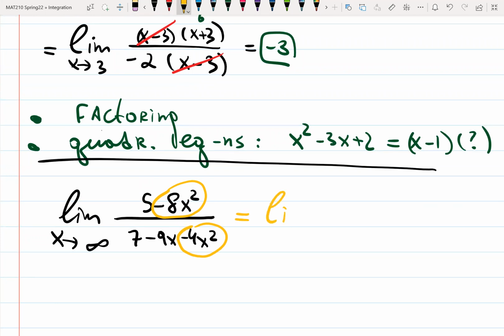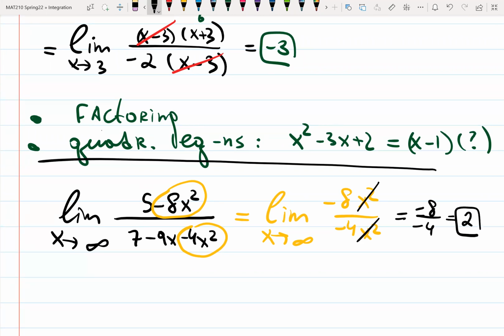Now you're kind of comparing these two only, because the others are just tails. They're following the leaders at infinity though, only at infinity. So cancel out, cancel out. It ends up to be minus 8 over minus 4, which is 2. In general, if powers matched, the answer will be the ratio of the leading coefficients.